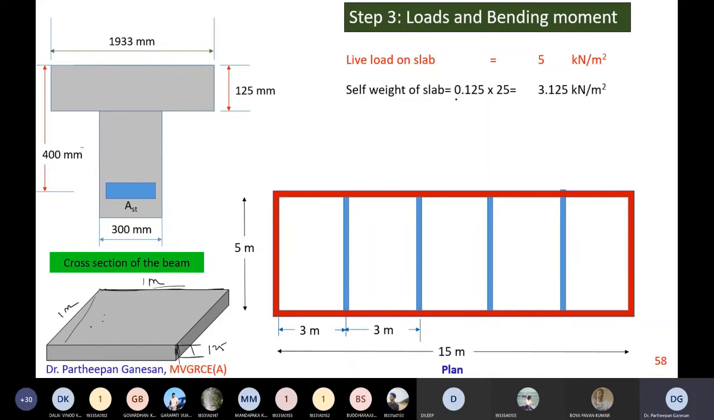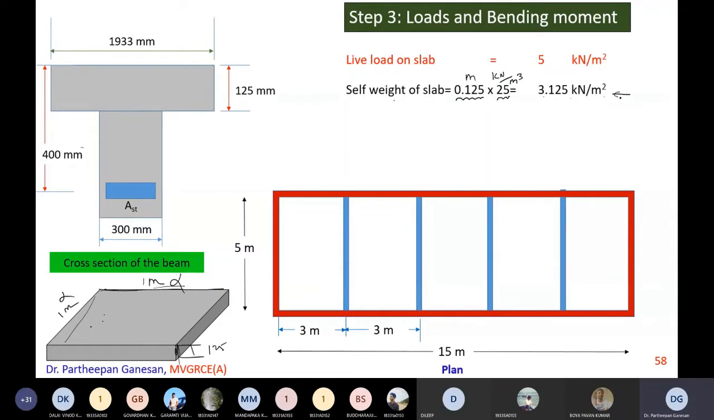That is 0.125 multiplied by the weight density. In general, we don't write this one. Okay. So if you want to find out the self weight of slab in terms of kilonewton per meter square, it is simply thickness of the slab in meters multiplied by weight density of RCC, 25. This is in meter. This is in kilonewton per meter cube. So self weight of slab will be 3.125 kilonewton per meter square.